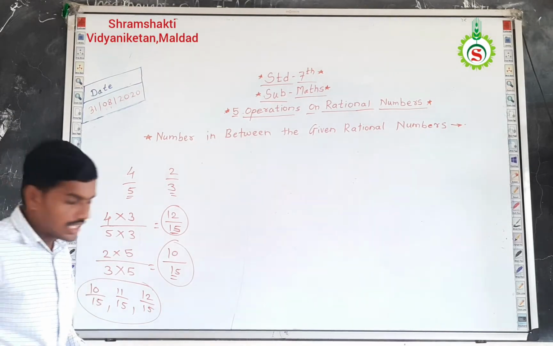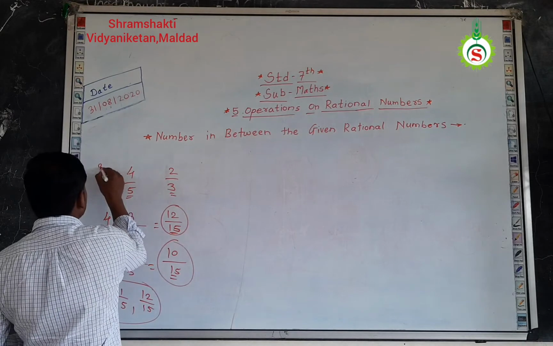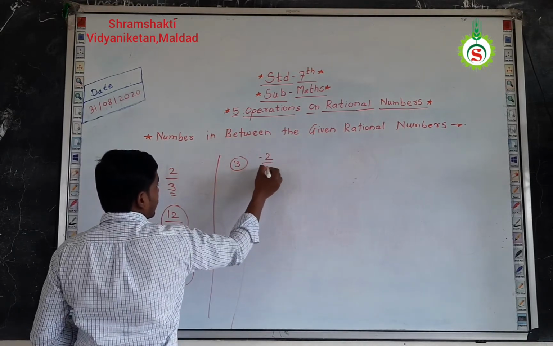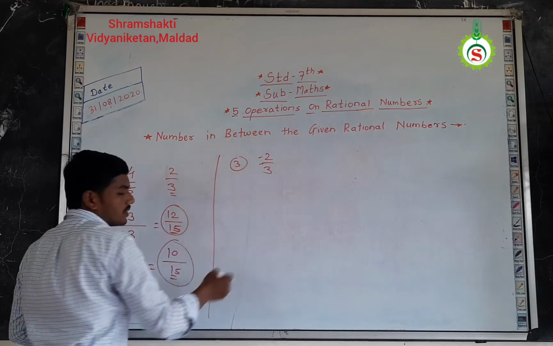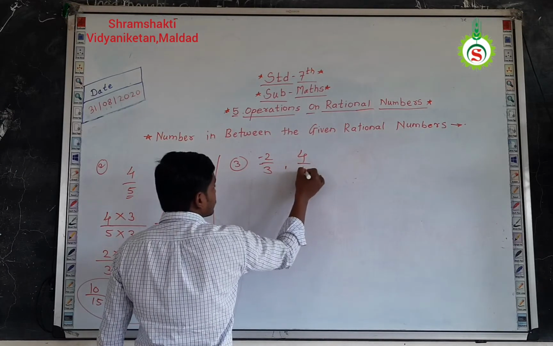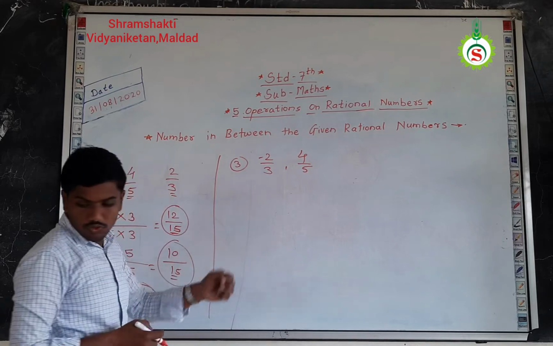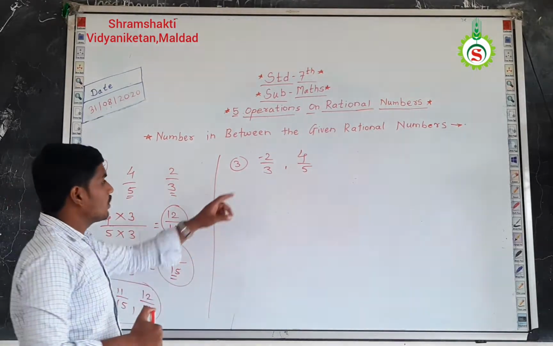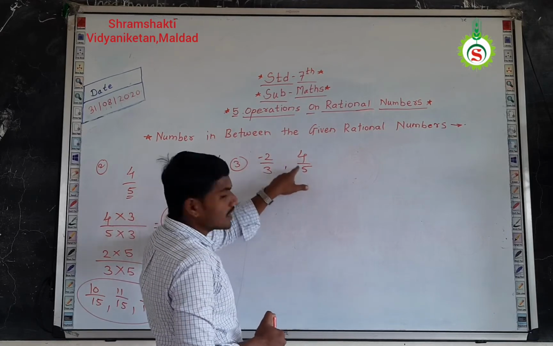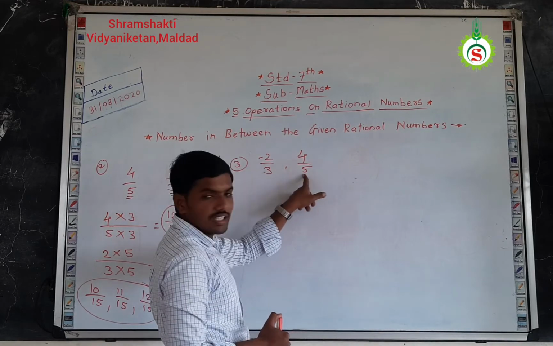Now third question is like that: minus 2 by 3 and 4 by 5. Now here that number is negative number. That number is positive number. Though both numbers are rational numbers, one is negative, one is positive.